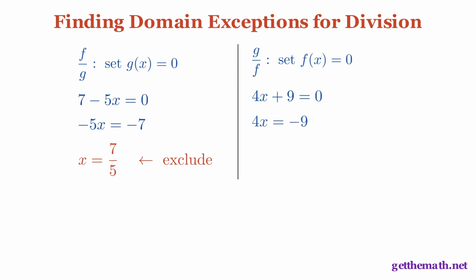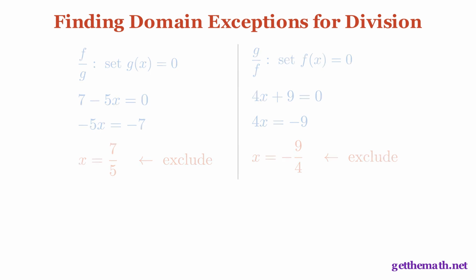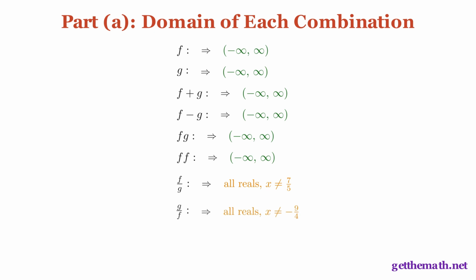Domain of g divided by f, we must exclude x values where f of x equals 0. Set 4x plus 9 equal to 0. Subtract 9, 4x equals negative 9. Divide by 4, x equals negative 9/4. Domain of g over f, all real numbers except x equals negative 9/4.